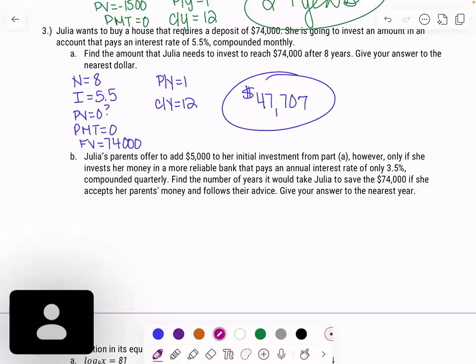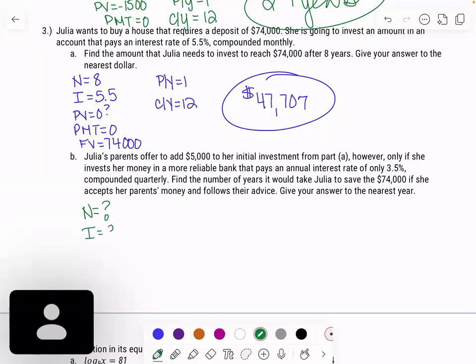Part B says Julia's parents offer to add 5,000 to her initial investment. However, only if she invests her money in a more reliable bank that pays 3.5% compounded quarterly. Find the number of years it would take Julia to save 74,000 if she accepts her parents' money and follows their advice. Give your answer to the nearest year. All right, so in this case, we're trying to find the number of years.